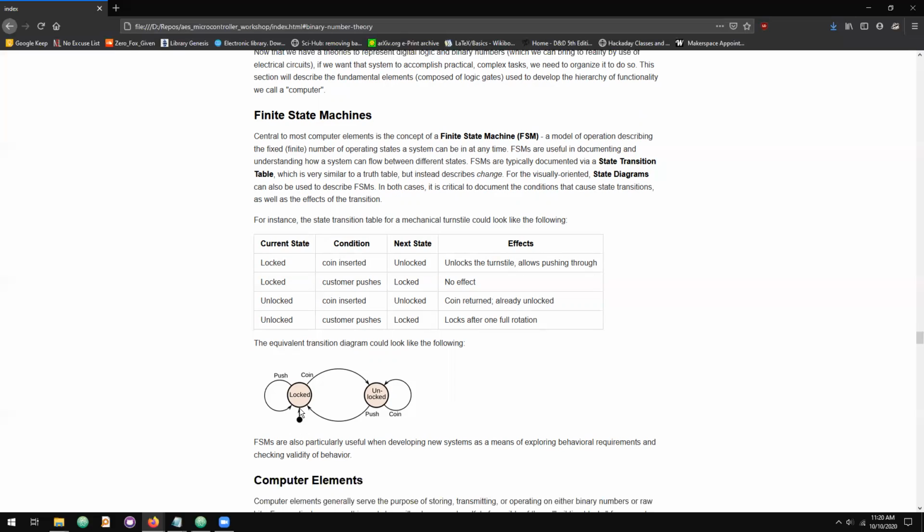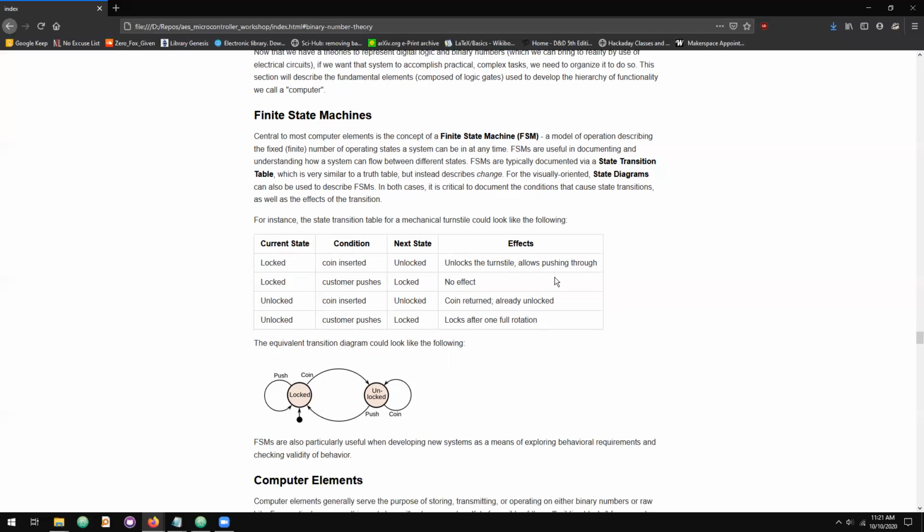This last little indicator here just means that the turnstile starts in the locked state. And we could also represent this as a bubble that says init or start. That's just the initialization of this finite state machine.